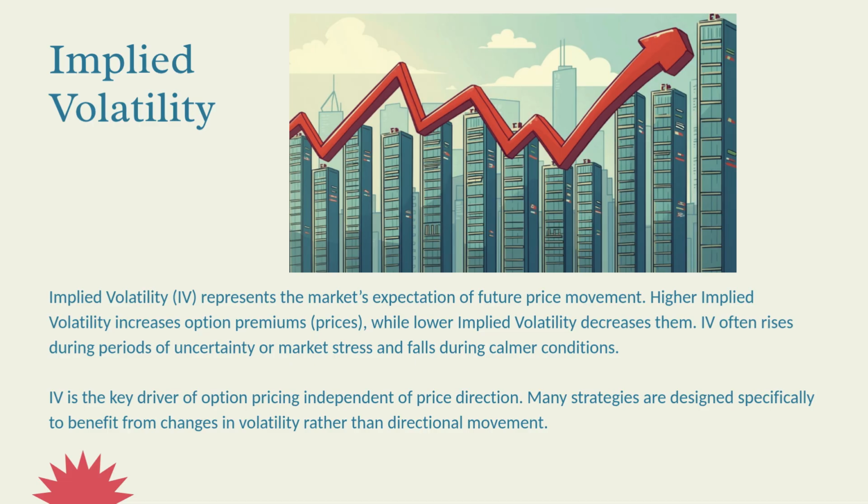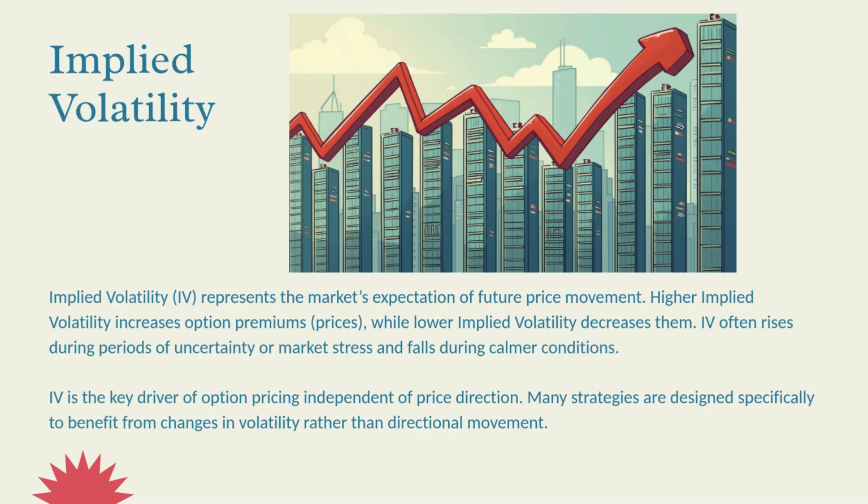Volatility, when it's high, increases the price of the option. So typically we like to trade when volatility is high. You want to sell when it's high. So higher implied volatility increases the options premiums. Lower volatility decreases them. IV is often known as the fear gauge in the VIX.